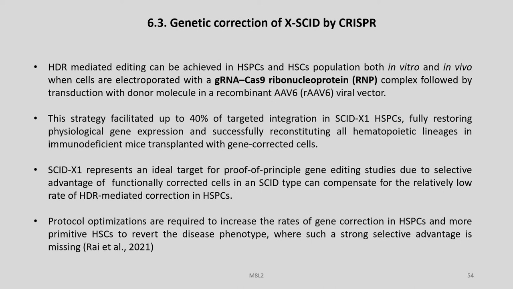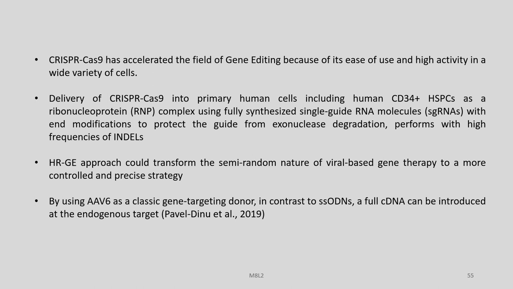SCID X1 represents an ideal target for proof-of-principle gene editing studies, because the selective advantage of functionally corrected cells in SCID can compensate for the relatively low rate of HDR-mediated correction in HSCs. Protocol optimizations are required to increase the rates of gene correction in HSCs and more primitive HSCs to revert the disease phenotype where such a strong selective advantage is absent. CRISPR-Cas9 has accelerated the field of gene editing because of its ease of use and high activity in a wide variety of cells, and also in the application of gene therapy.